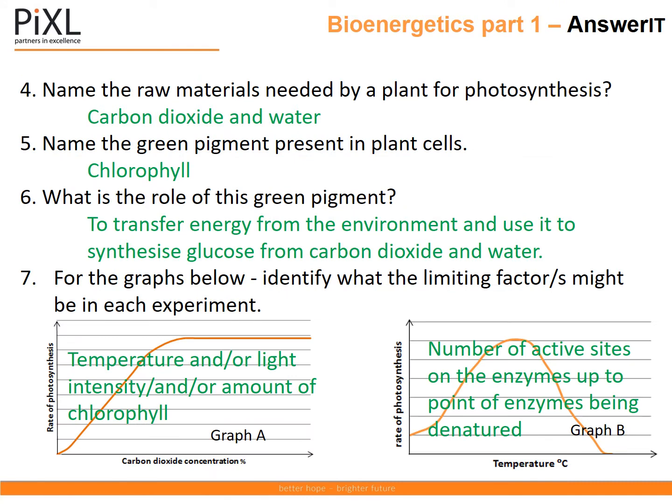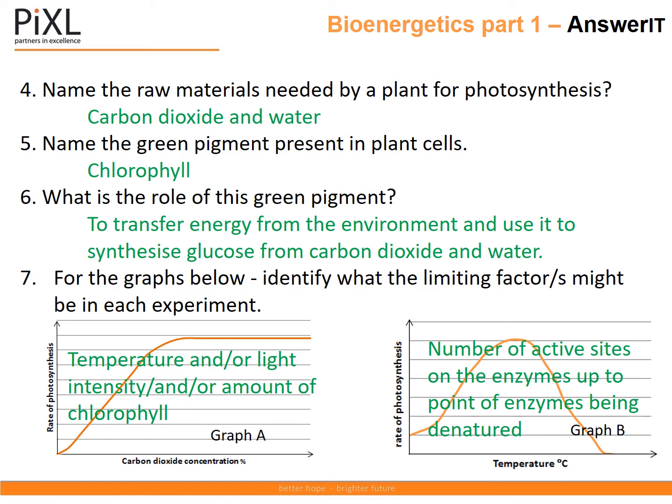Question number 4, name the raw materials needed by a plant for photosynthesis. They need carbon dioxide and water. Carbon dioxide they get from the atmosphere, water they get from the soil. Question number 5, name the green pigment present in plant cells. It's chlorophyll. Question 6, what is the role of this green pigment? So it absorbs energy and uses it to synthesize glucose, or make glucose from carbon dioxide and water.